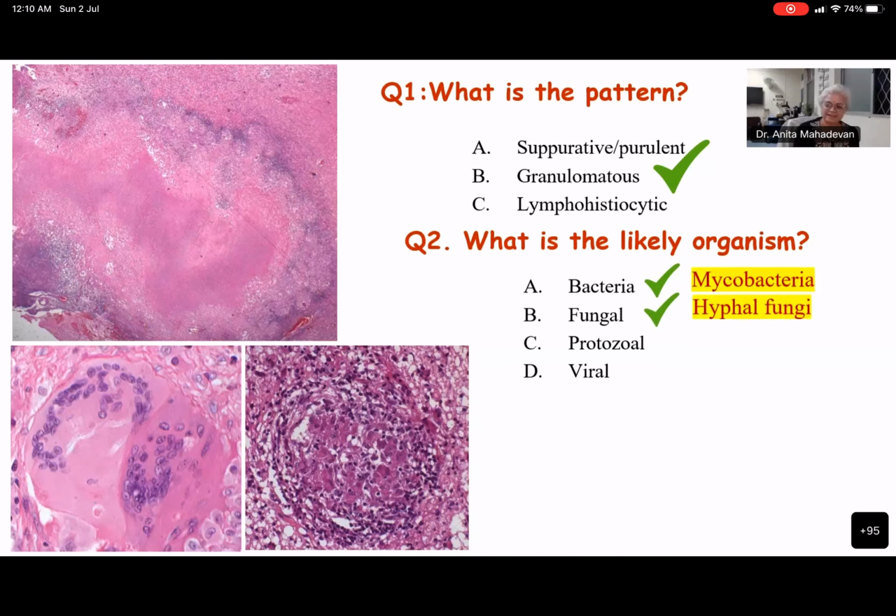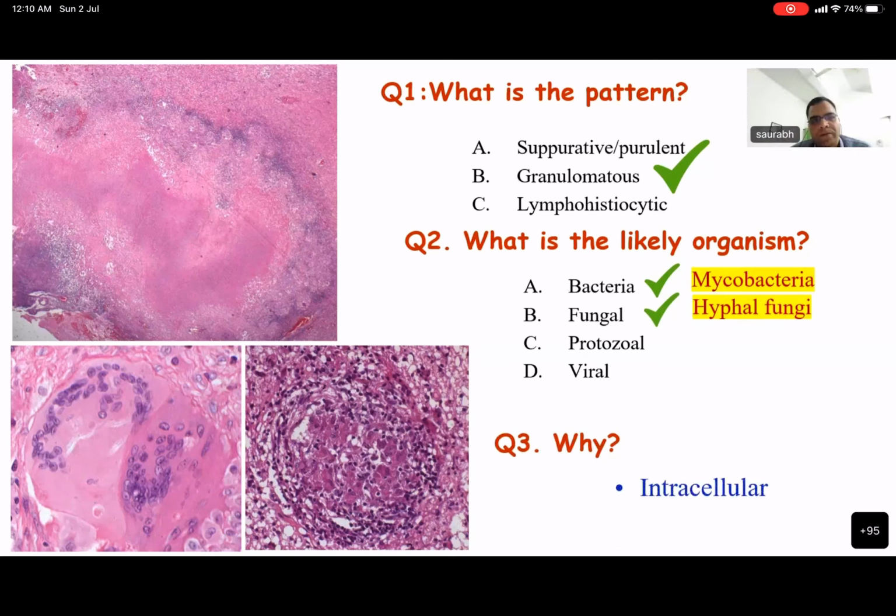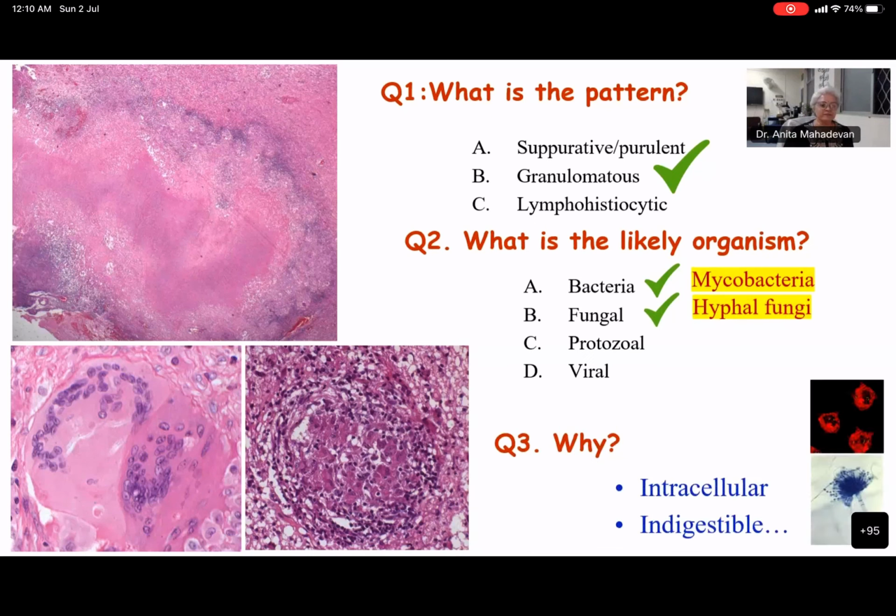And hyphal forms of fungi, right? Like the yeast forms that you saw. So it cannot be protozoal or viral. But again, same question again. Why? What is common to bacteria and mycobacteria and hyphae, which produce this kind of granulomas? Cell wall. A very, very thick cell wall with the fungal hyphae, which essentially makes it indigestible. So all of your army of histiocytes are going to try and come together to engulf it and try to destroy it. Okay. Or like AFB, those are obligate intracellular and that also can produce a granulomatous response.